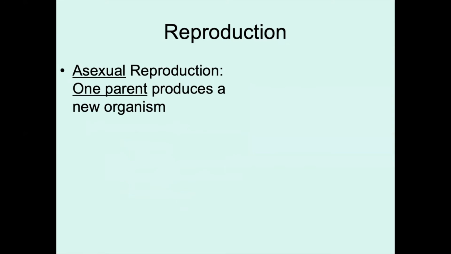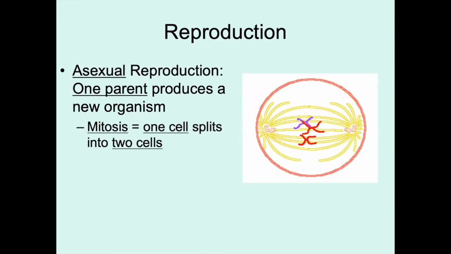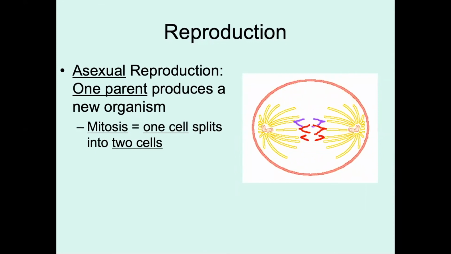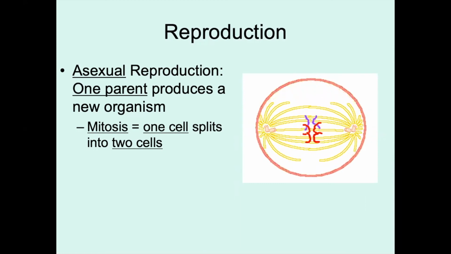Asexual reproduction is something that we are going to be talking a lot about. We're just not going to use the word asexual reproduction when we get to that chapter. We are going to call it mitosis, where one cell splits into 2 cells. Asexual reproduction is when you only have one parent, right?